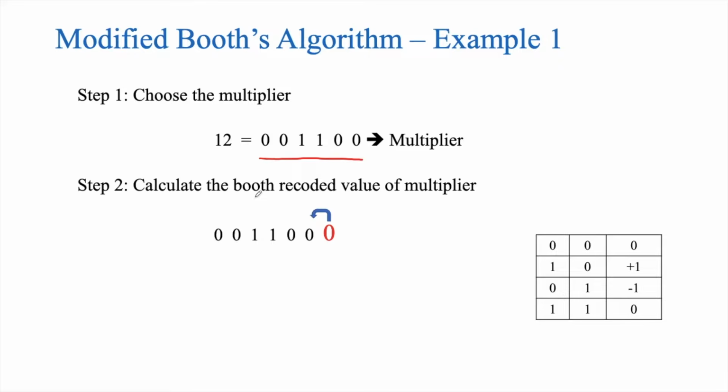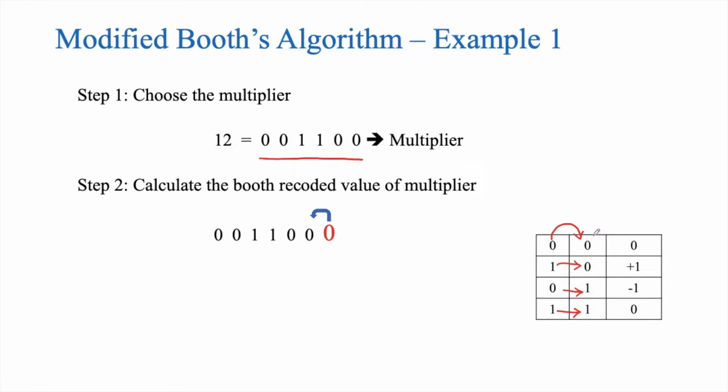Now, in the second step, we have to recode this binary value into a different form called the Booth recoded version. In order to do that, we have to remember this table. Whenever there is a transition from 0 to 0, your recoded value will be 0. When there is a transition from 1 to 0, it is plus 1. When there is a transition from 0 to 1, it will be minus 1. When there is a transition from 1 to 1, it will be equivalent to 0. We have to remember this.